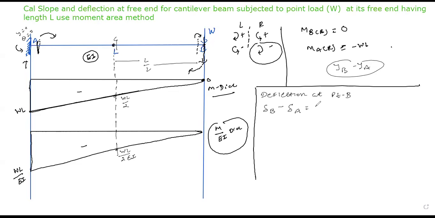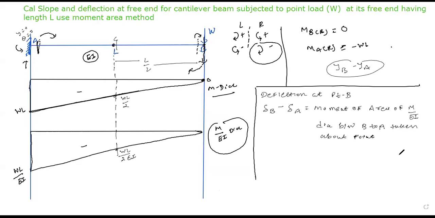As per theorem number 2, can I say that moment of area of M divided by EI diagram between B to A, starting from the point where we find the deflection up to the boundary condition. At which point do we calculate deflection? Can anyone tell me? At which point we will calculate deflection? Write down in chat box.